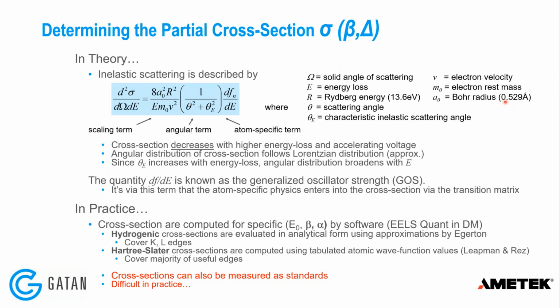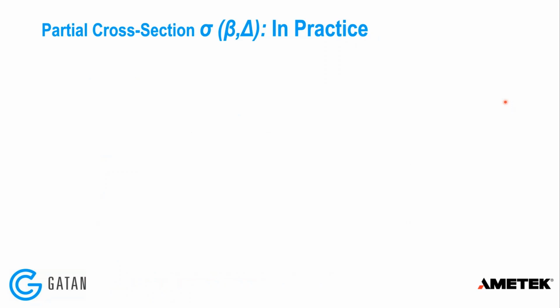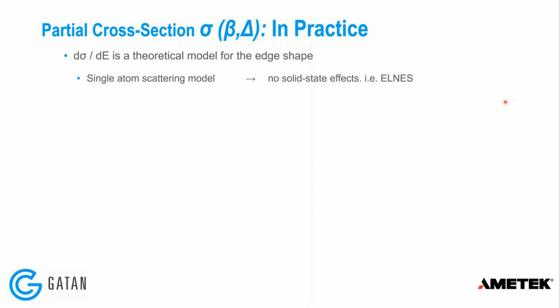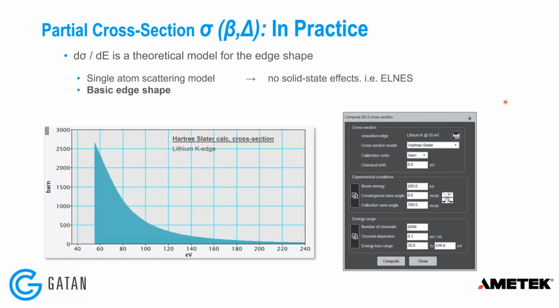We have various cross-section models. The most commonly used cross-section model is a Hartree-Slater cross-section model. So again, in practice, what's the significance here? So the cross-section is essentially a theoretical model for the edge shape. It's a single atom scattering model, so there's no solid state effects, i.e. it doesn't account for the near edge fine structure. It just gives us the basic edge shape. So here's an example of a calculated Hartree-Slater cross-section for lithium. So it has this characteristic sawtooth basic shape, which K edges tend to have.